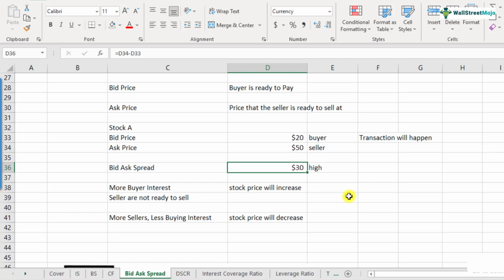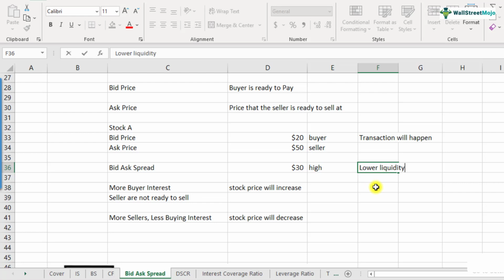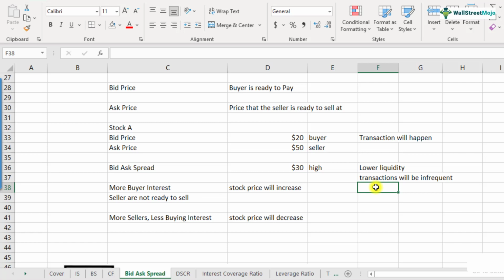What does this mean? This means that the buyers and the sellers are not agreeing to the transaction at all. If they have to agree, they have to make a lot of efforts. So in this case, there will be lower liquidity in the market. What do we mean by lower liquidity? Transactions will be infrequent. And even if the transactions happen, there will be price volatility because there are not many buyers and sellers who agree. So this is what we will see usually when there is a higher bid ask spread.